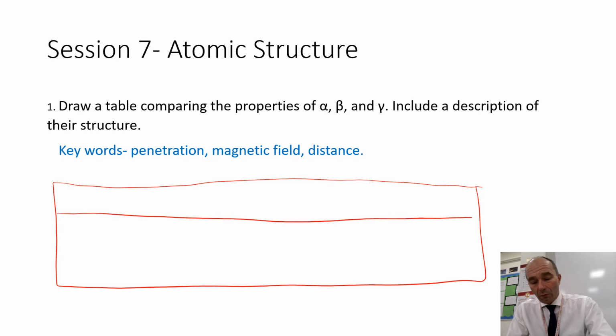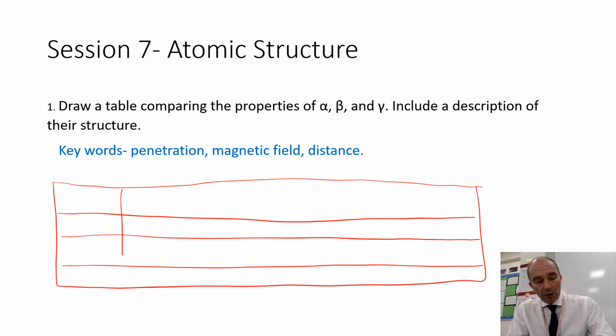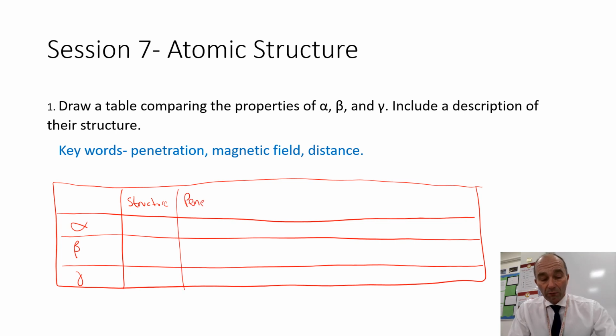So you've probably drawn this lots of times before. You're looking at alpha, beta and gamma radiation. You need to be thinking about a description of the structure of the type of radioactivity. Think about the penetration. How far does our material travel through the air? What materials block it? Think about the effect of a magnetic field on alpha, beta and gamma.